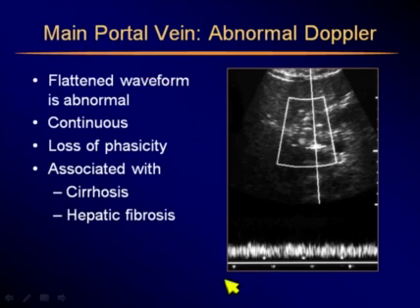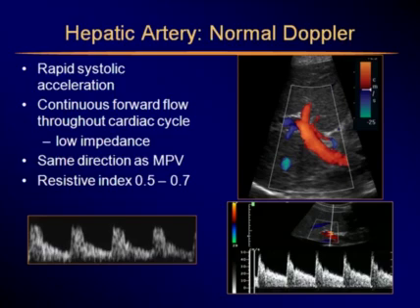Here is an abnormal pattern of a main portal vein. Suddenly it becomes too flat, very flat and continuous flow with loss of that undulating pattern, and that's what we'd see with cirrhosis and hepatic fibrosis, where the liver becomes stiff and we lose that undulation.